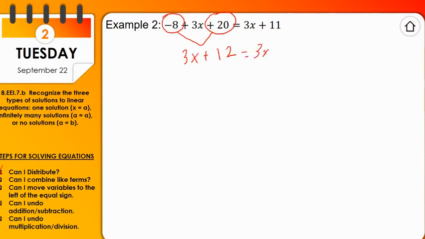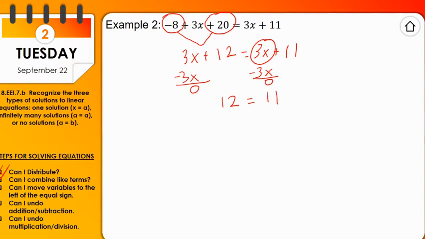equals 3x plus 11. Can I combine like terms? Yep, we just did that. Now, can I move variables to the left of the equal sign? There is a variable term to the right, positive 3x. So I want to subtract 3x from both sides. Positive 3x and negative 3x becomes 0. Negative 3x and positive 3x becomes 0. 12 and 11.